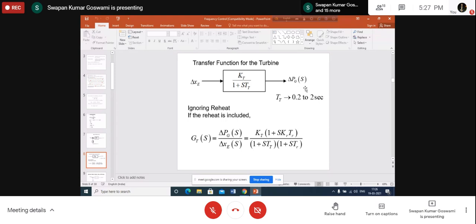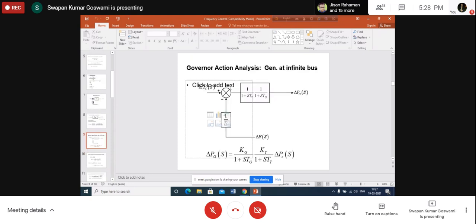If we assume that the generator has 100% efficiency, then this is also equal to the electrical power output. If this is at the output of the turbine, obviously it is the mechanical power input to the generator. This represents the turbine as a first order transfer function, Kt representing the gain of the turbine, Tt representing the time constant of the turbine. So neglecting the reheater, only considering the superheater, this will be the representation of the turbine, and we shall be satisfied with this model only.